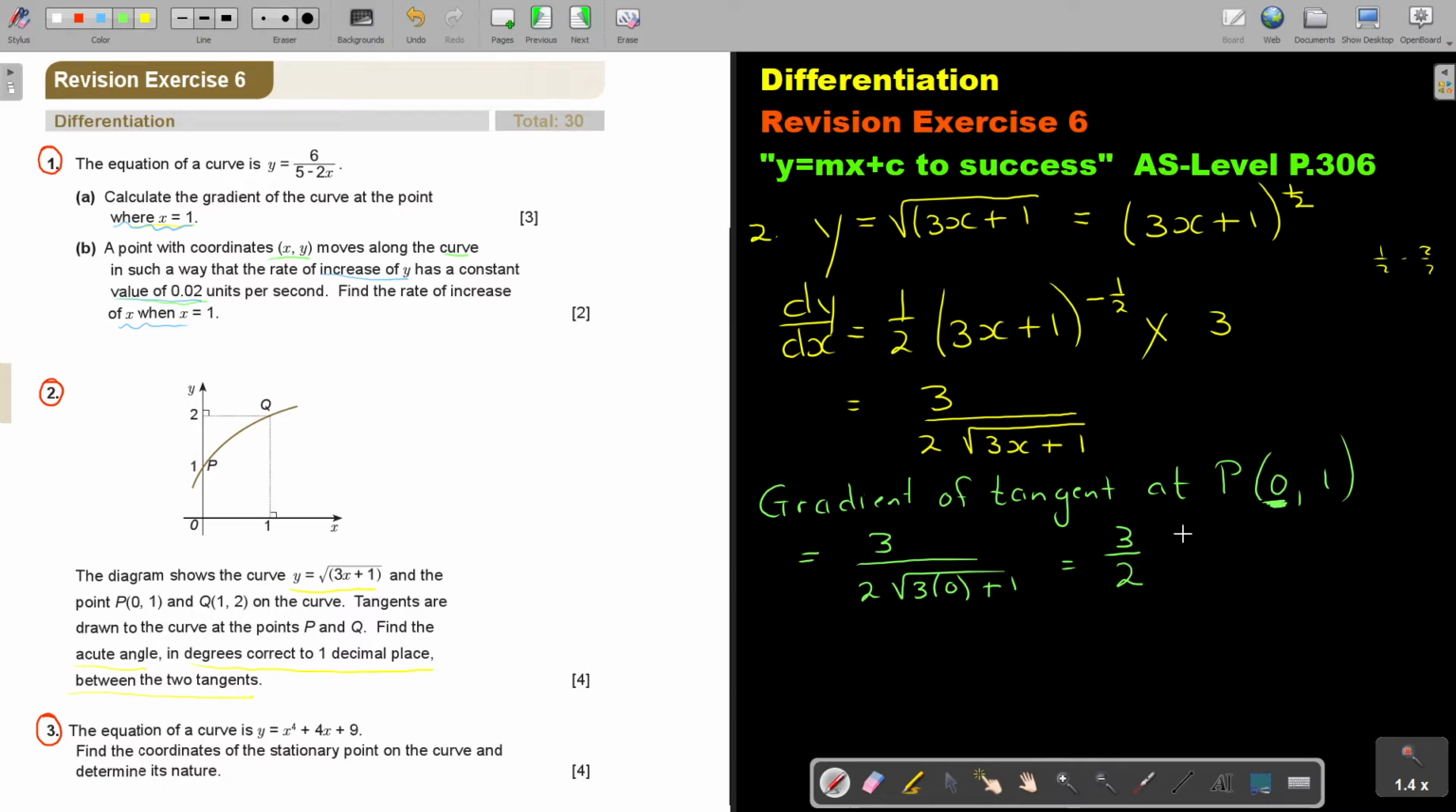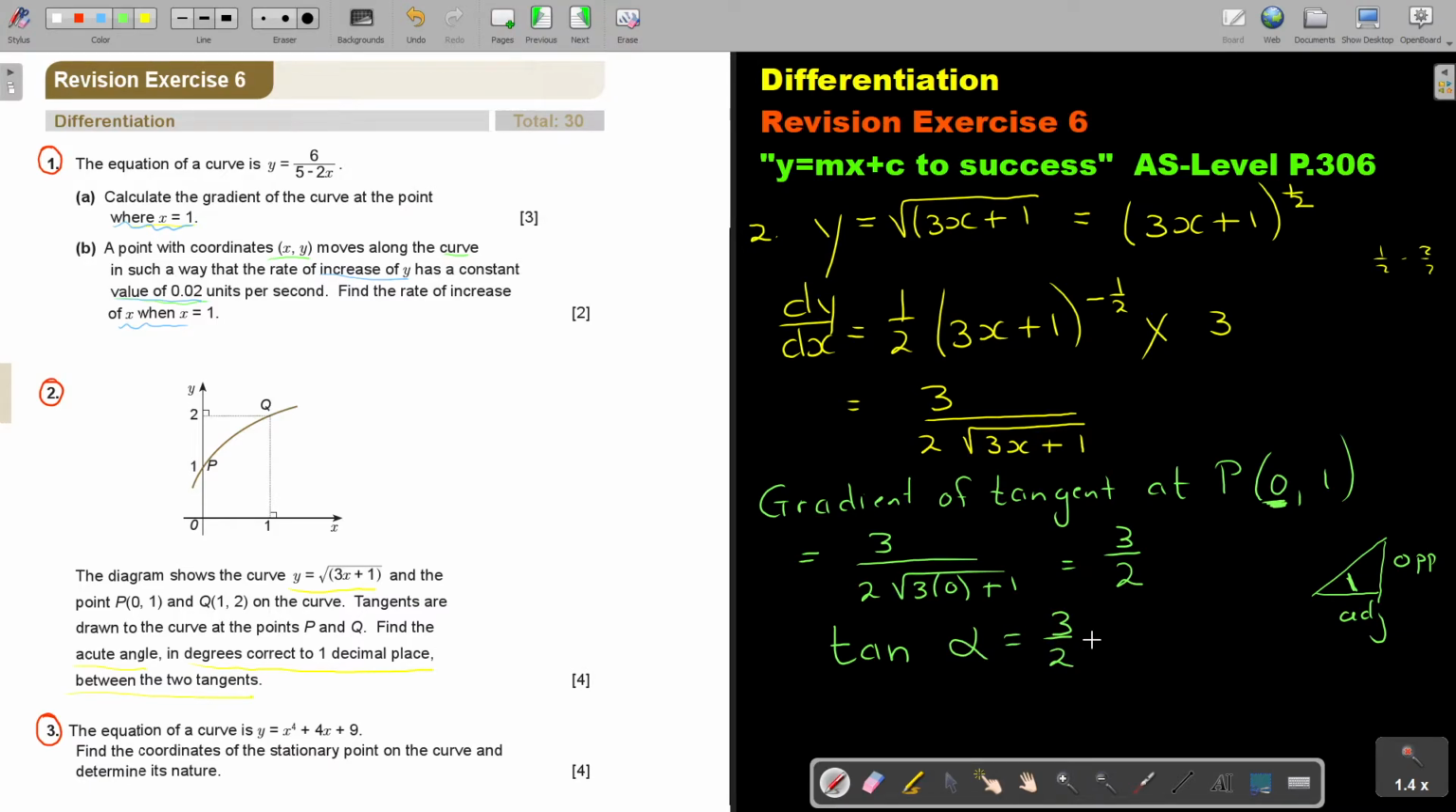Now I'm going to find that angle. So remember, to find that angle, I'm going to say tan. Can I just show you why? Because if you want to find that angle, it's opposite over adjacent, and that's tan. So tan of that angle is 3 over 2.